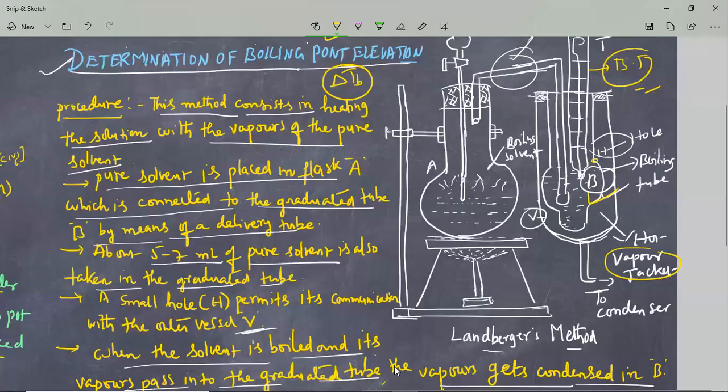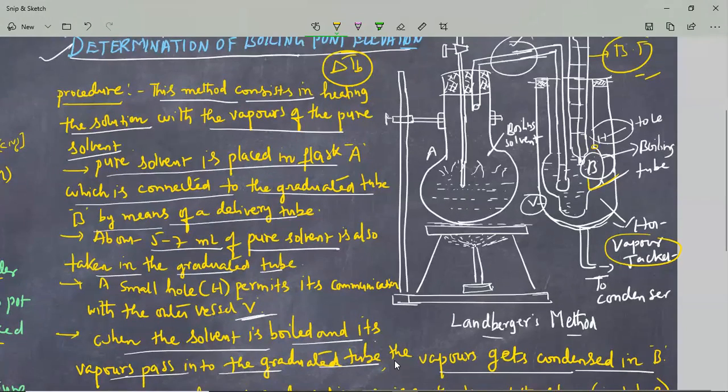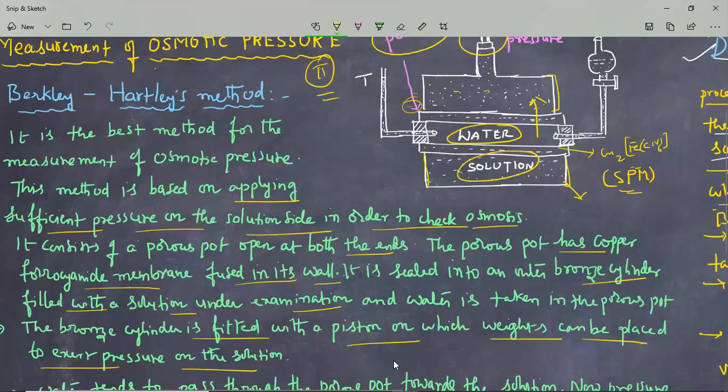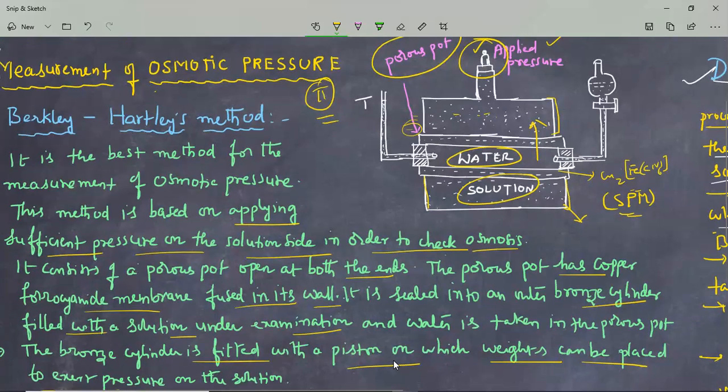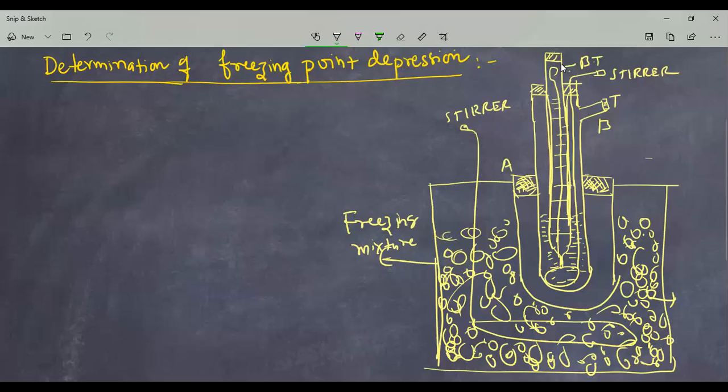So boiling point elevation is one, and the osmotic pressure Berkeley-Hartley method is another. These are the two methods we have discussed. Okay. So this is the diagram for the determination of freezing point depression. In this picture, I am showing the Beckman thermometer, and there are two stirrers outside. There is also a freezing mixture shown.